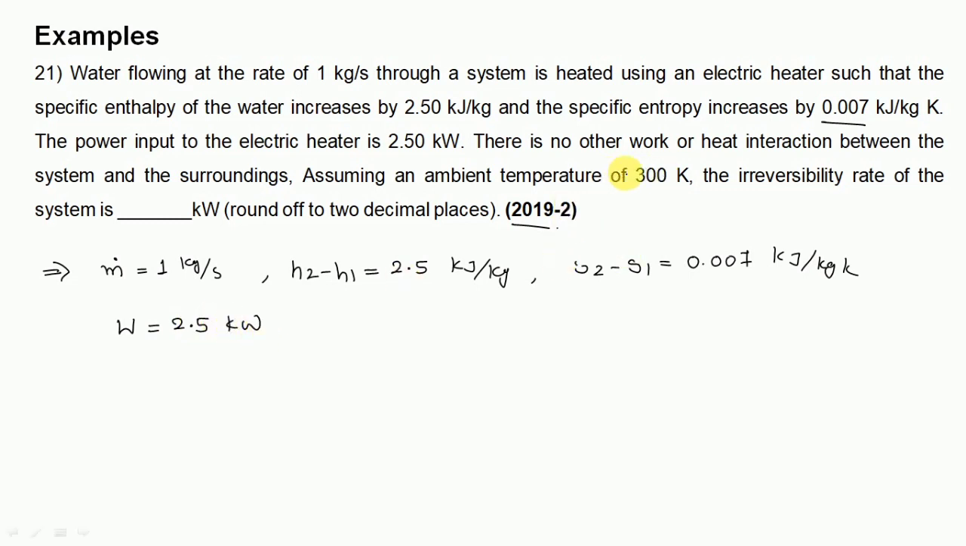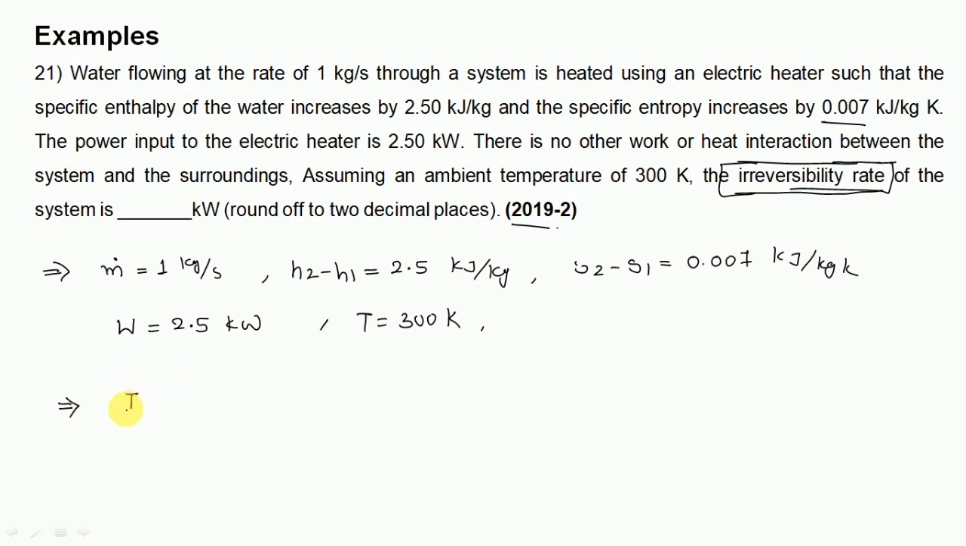And there is no other work or heat interaction between the system and surroundings. In the previous example number 20, I think, there was a loss, but here there is no loss, so we are not considering Q over here. Q is 0. Assuming the ambient temperature is 300 Kelvin, you need to find the irreversibility rate. This is actually a new term for us. We never discussed this term in our lecture, so here I directly write the values. Later on we will discuss this irreversibility.